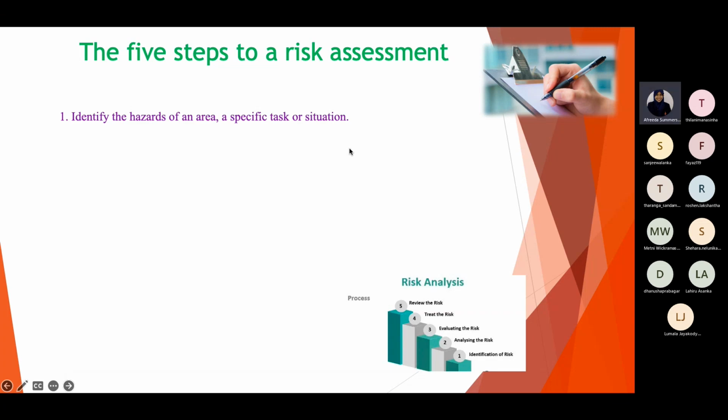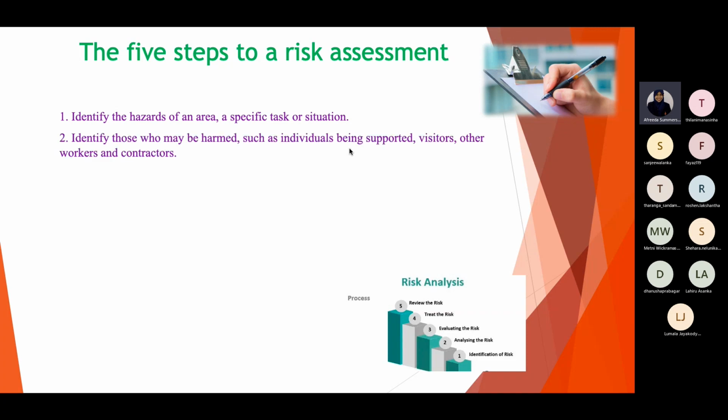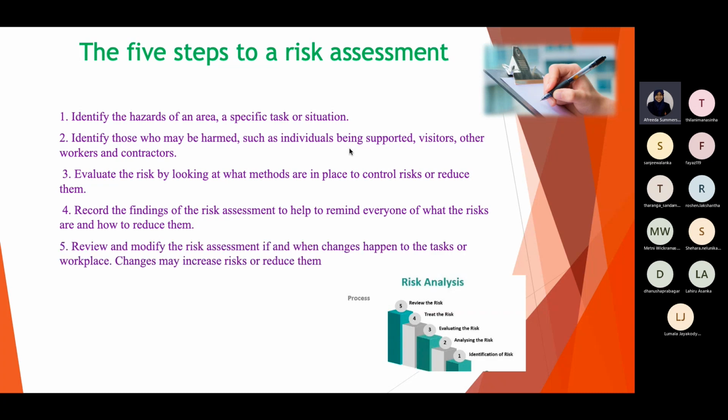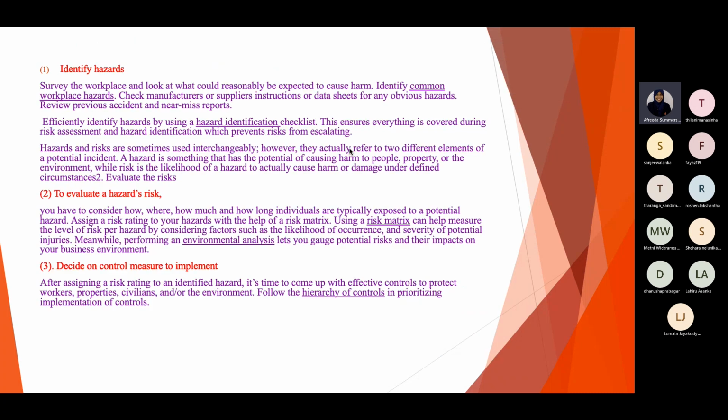So basically, just roughly, you always identify the hazard of an area, a specific task or situation, then you identify those who may be harmed: individuals, visitors, workers, contractors. Then you evaluate by looking at what methods are in place to control the risk or reduce them, then you record the finding, and then you help to remind everyone of what the risk is and how they could reduce them, right? And then finally, we review and modify the risk when changes happen to the task or workplace, and this can increase the risk or reduce them, one of the two, right? So you need to do a proper review, right?